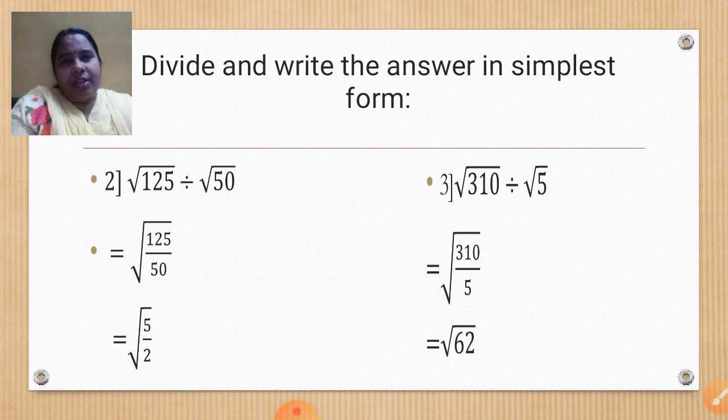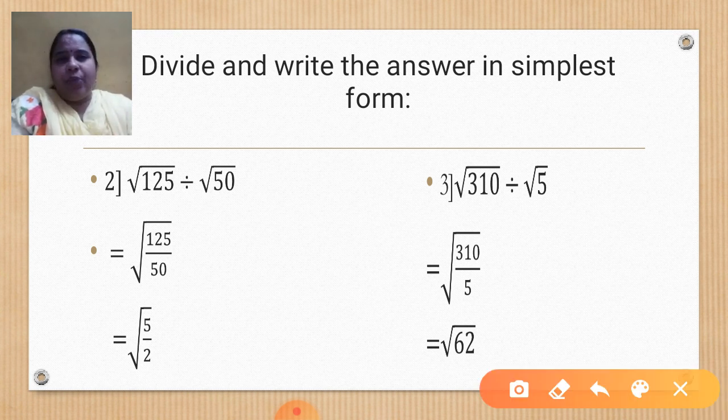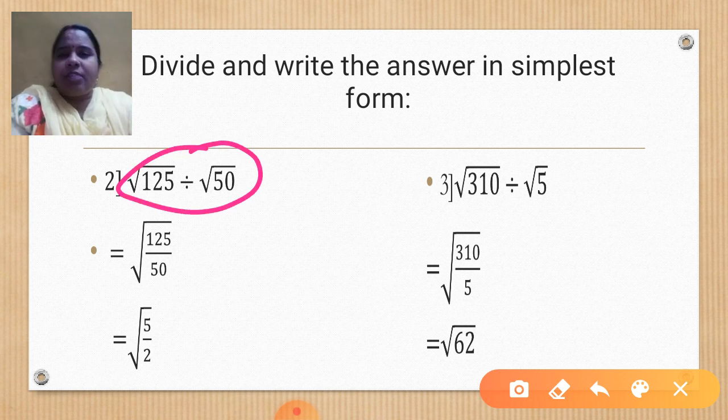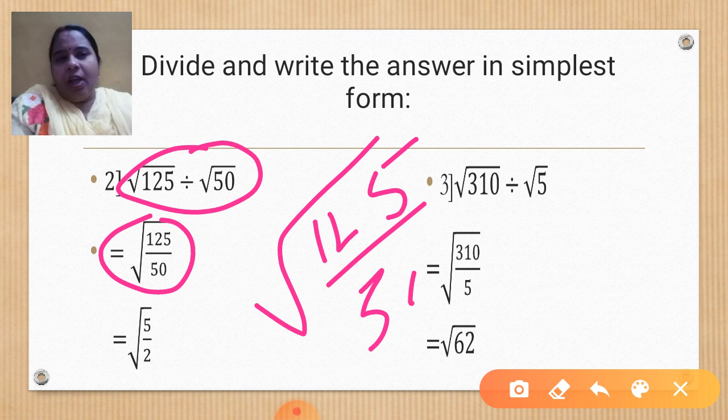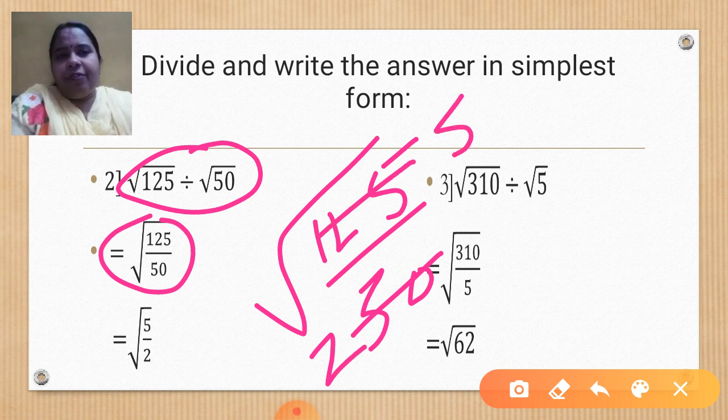Look at the next question. Square root of 125 divided by square root of 50. This is the next one. As I have told you, you will write it in ratio form first. Now this is square root of 125 upon 50. I hope you know both can be divided in the table of 25. 25 twos are 50, 25 fives are 125.